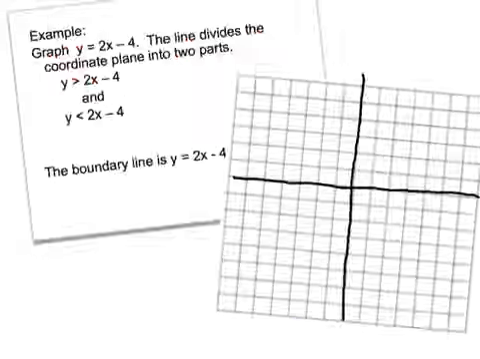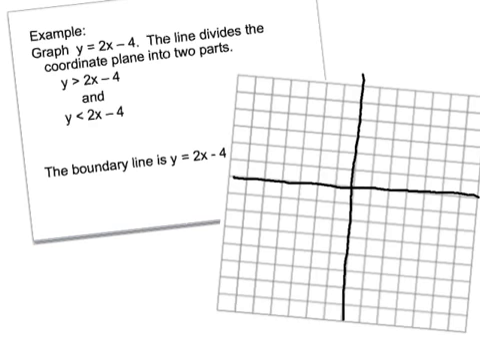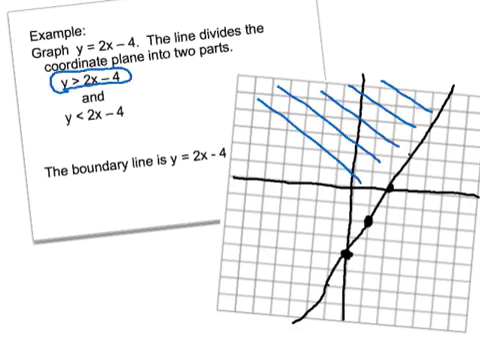Example, graph y equals 2x minus 4. The line divides the coordinate plane into two parts. So I just graph the line. I use the y-intercept of -4 and the slope, 2 over 1. So this is the line, and it divides the coordinate plane into two parts. The first part is y is greater than 2x minus 4, which I'm just going to shade in blue. Notice shading, I'm not coloring it all in, I'm just drawing hatched lines.